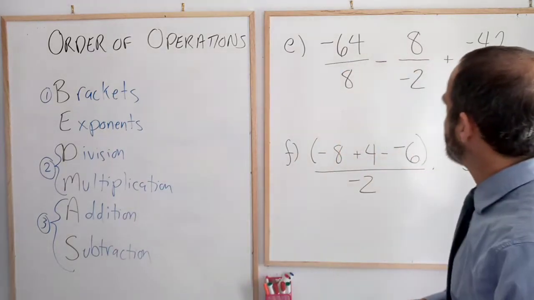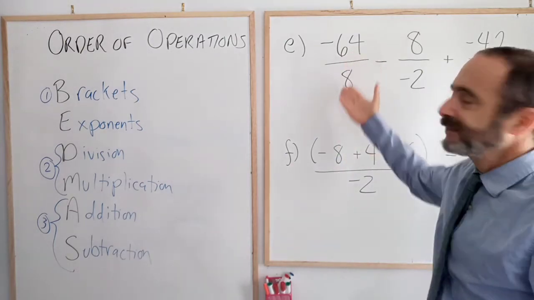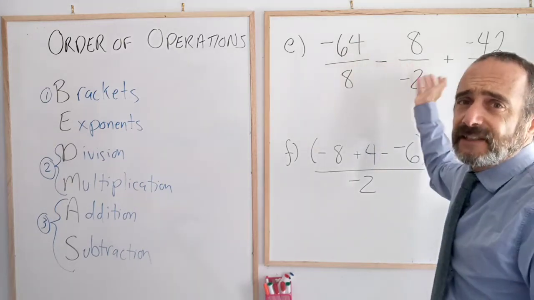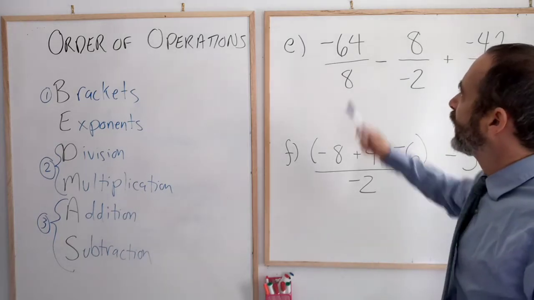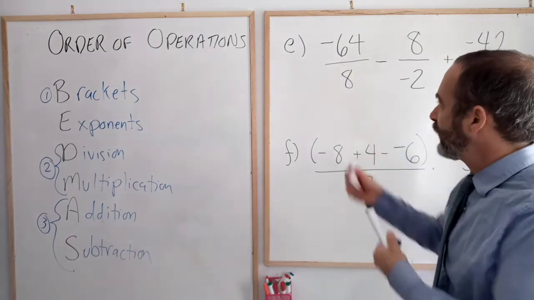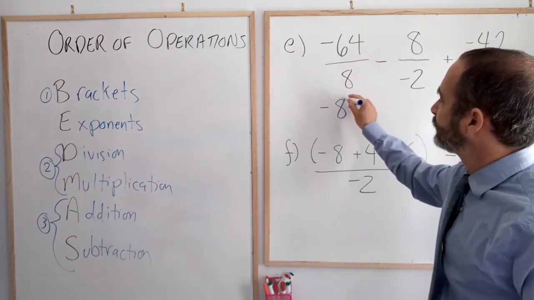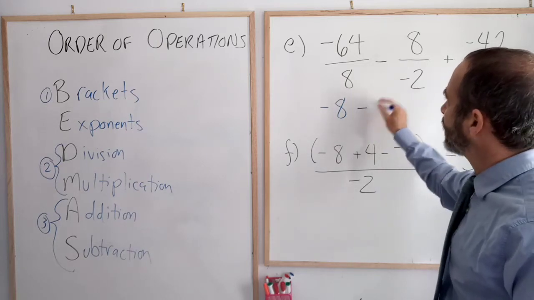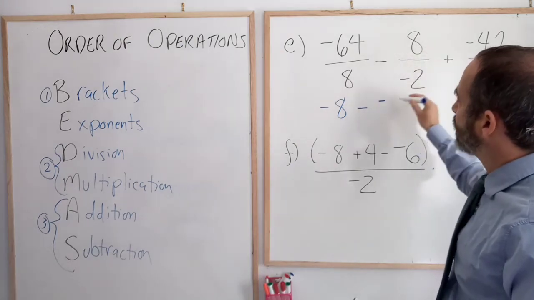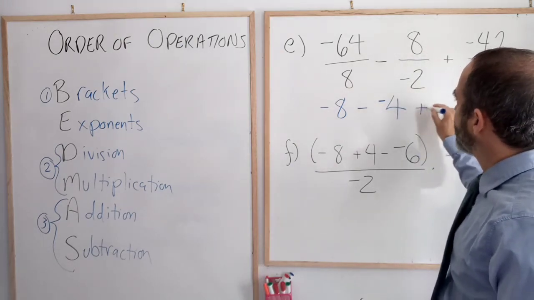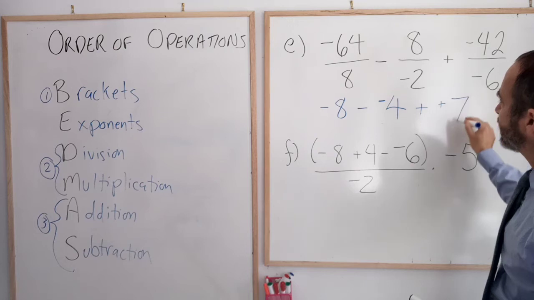So we're going to try these questions here, just two of them. The first one is a combination of division and then addition and subtraction. So we want to do that division part first, and then we'll deal with the addition and subtraction. A negative divided by a positive we know is a negative. 64 divided by 8 is 8. Subtracting, right? A positive divided by a negative is a negative. 8 divided by 2 is 4. Adding. Negative divided by negative is a positive, and 42 divided by 6 is 7.